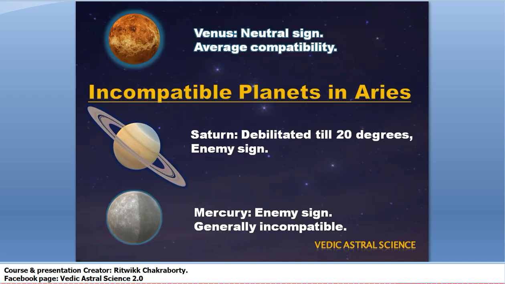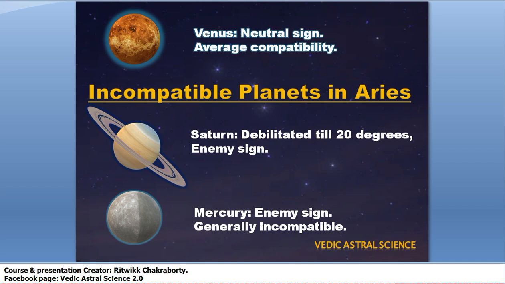Alright friends, now let us look at Venus. Venus is considered moderately compatible or average in sign Aries because Mars is neutral for Venus. However, as a female planet, Venus can produce good results if it is placed anywhere from 15 degrees Aries to 30 degrees Aries or in the second half of the sign Aries, because it will be placed in the Cancer Hora or in a female Hora. So as a female planet, Venus can give good results in that case.